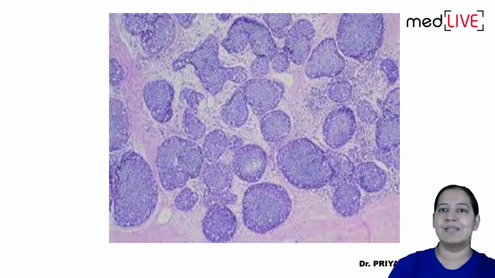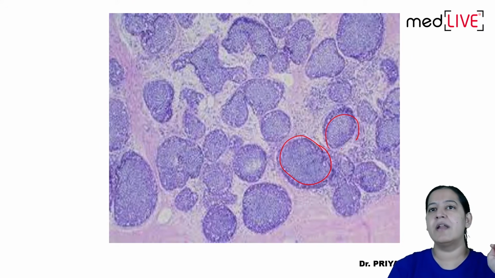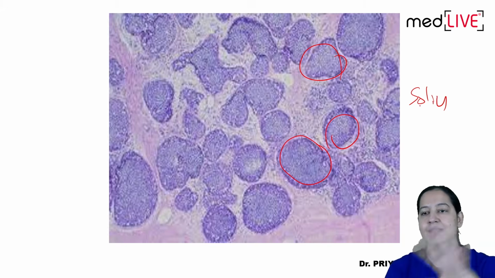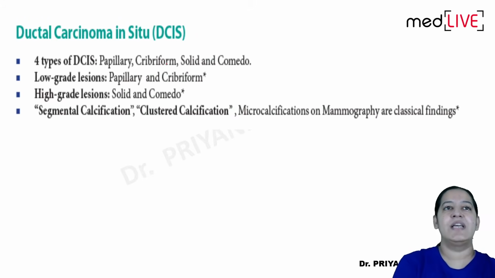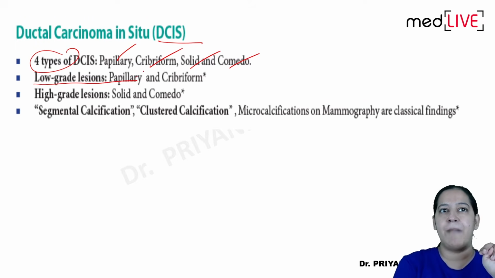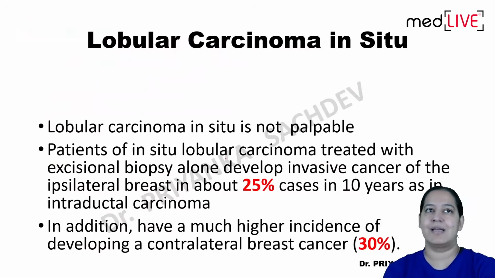So in the diagram, you can see multiple ducts are there. All of them are showing solid pattern. Mostly it is solid pattern. So multiple ducts, there is no invasion. So DCIS, the four types of DCIS: papillary, cribriform, solid, and comedo. Out of these, two are low grade, papillary and cribriform. Two are high grade, solid and comedo. So that is the summary till now.